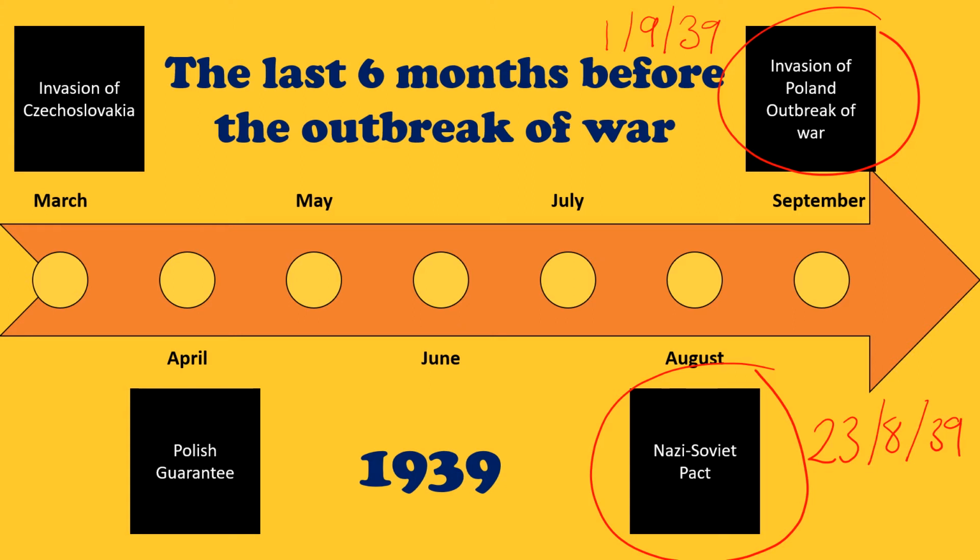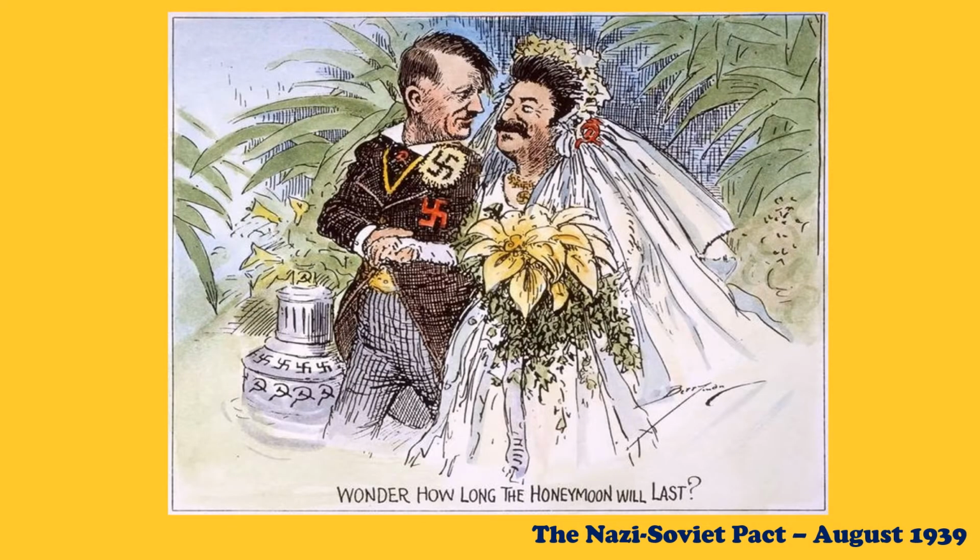And then the outbreak of war, Britain declaring war on Germany. That bit happens on the 3rd of September 1939. We'll go through those dates in a lot more detail later on in this video. Let's talk about the Nazi-Soviet Pact first of all.